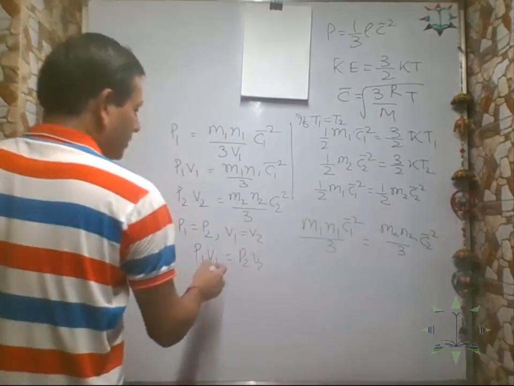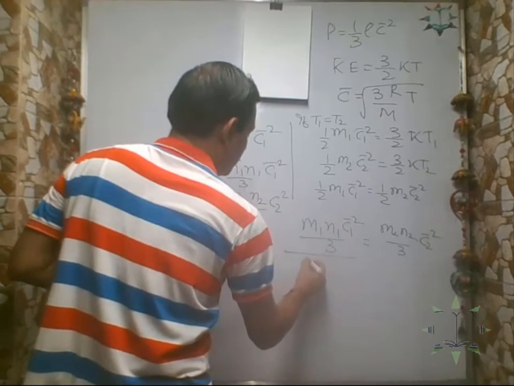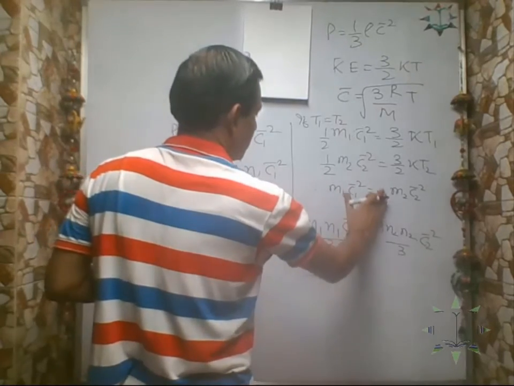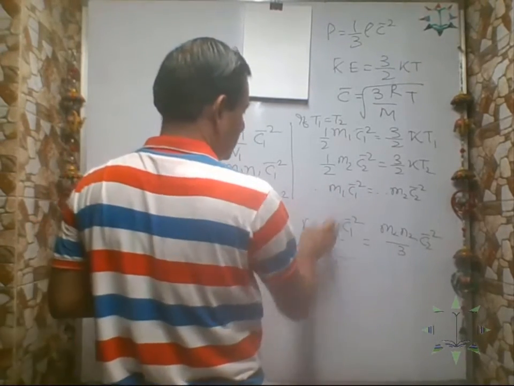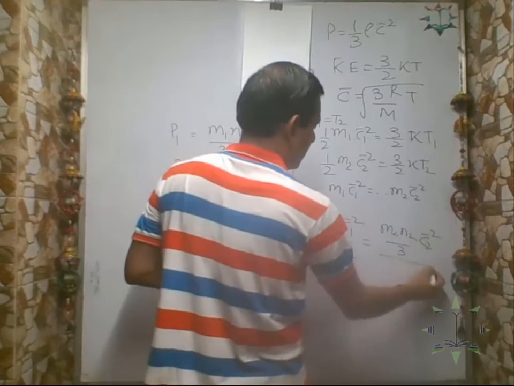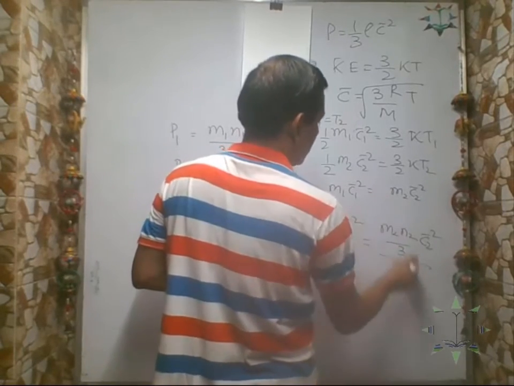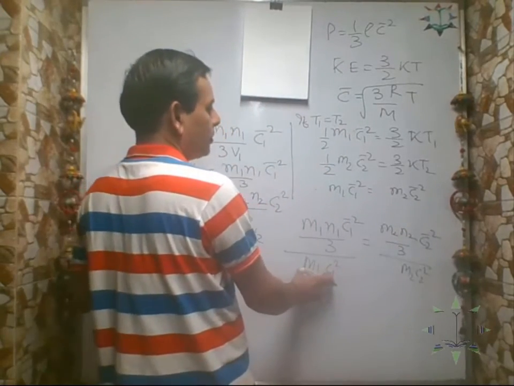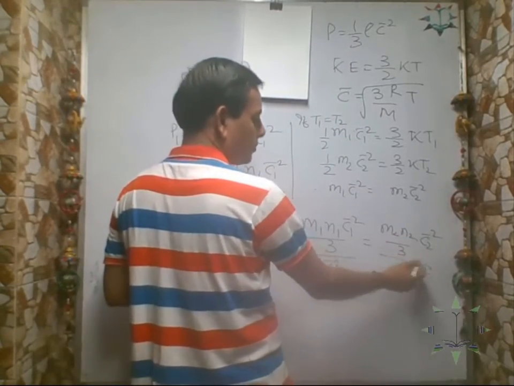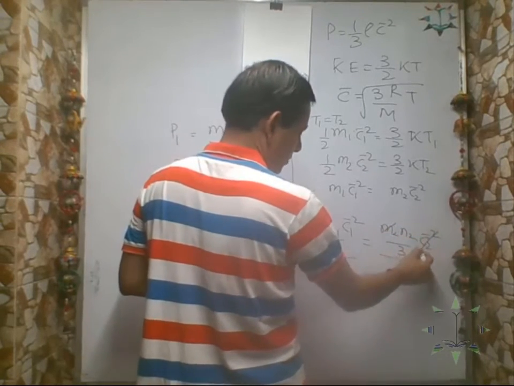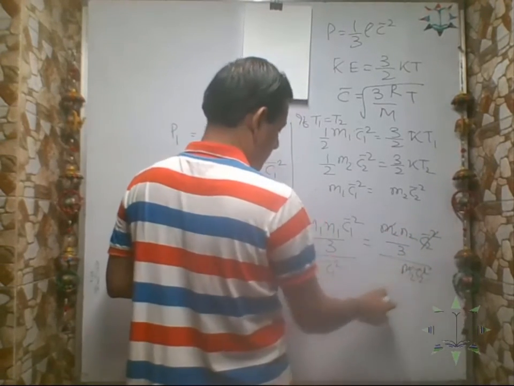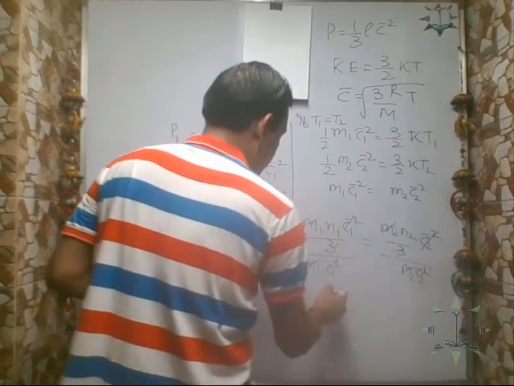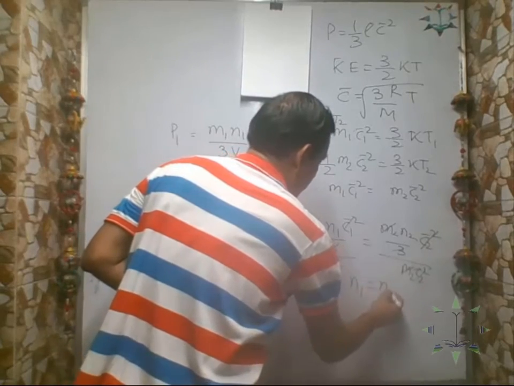Let us divide both sides, the 2 cancels out. So divide both sides. On this side you write n1 m1 c1 bar square, on this side you write n2 m2 c2 bar square, because they are same. m1 c1 bar square and m2 c2 bar square are same, so they cancel out, 3 cancels out. So what is left? n1 equal to n2.